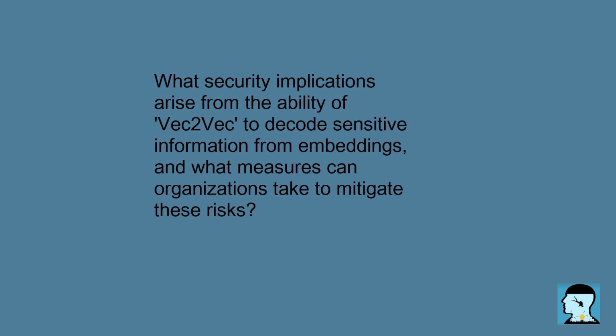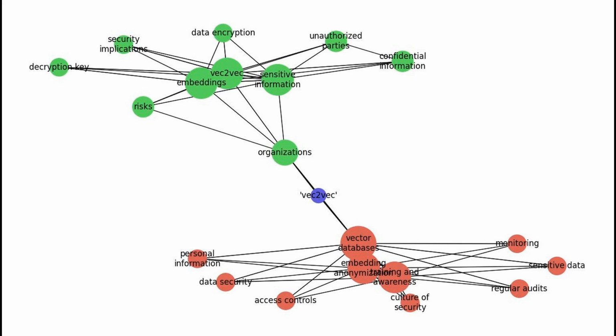What kind of security implications arise from the ability of Vec2Vec to decode sensitive information from embeddings, and what measures can organizations take to mitigate these risks? So the ability of Vec2Vec to decode sensitive information from embeddings raises significant security implications.